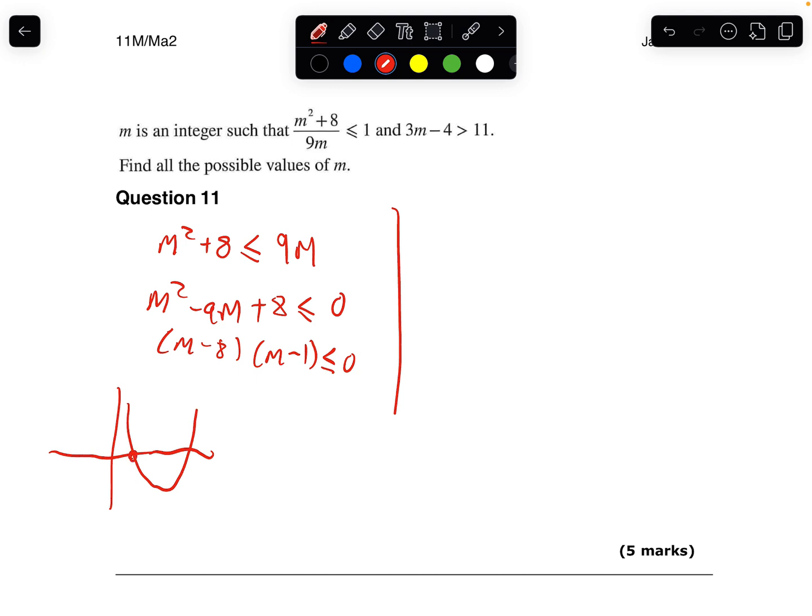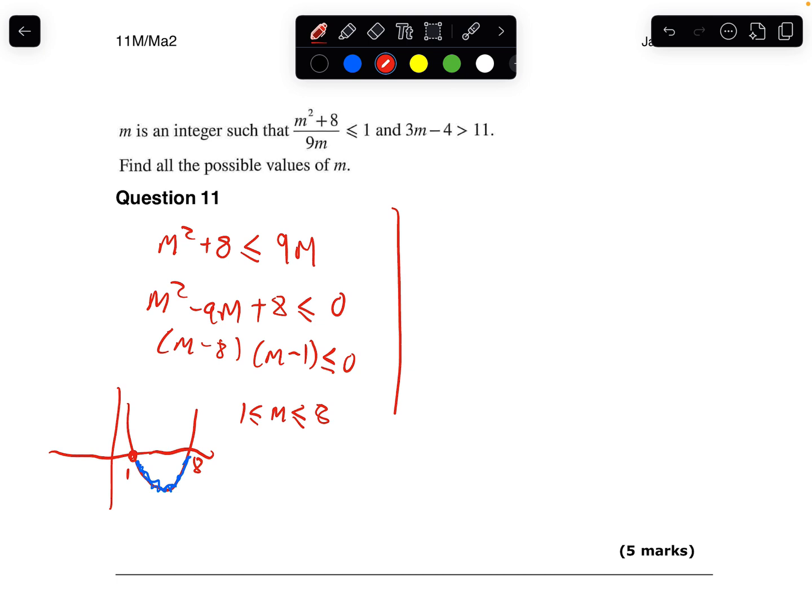Something like that. That's at 1. That's at 8. And we're looking for when this graph is below 0. You can see that the graph is below 0 here. Since it's a connected inequality, like the region is connected, I can just say that 1 is less than or equal to m is less than or equal to 8, aka our value of m is somewhere between 1 and 8. Okay, any of those numbers.